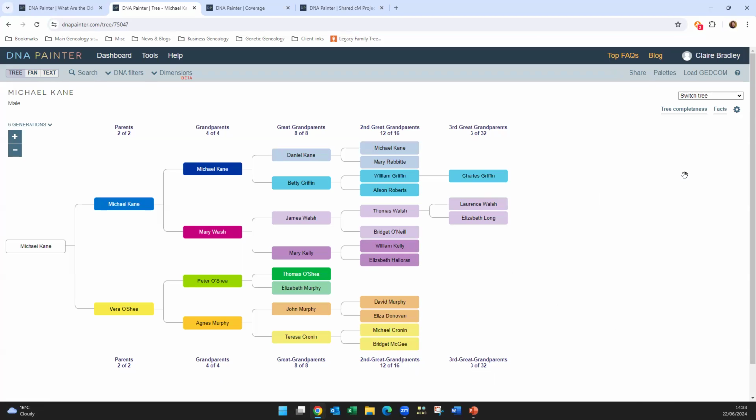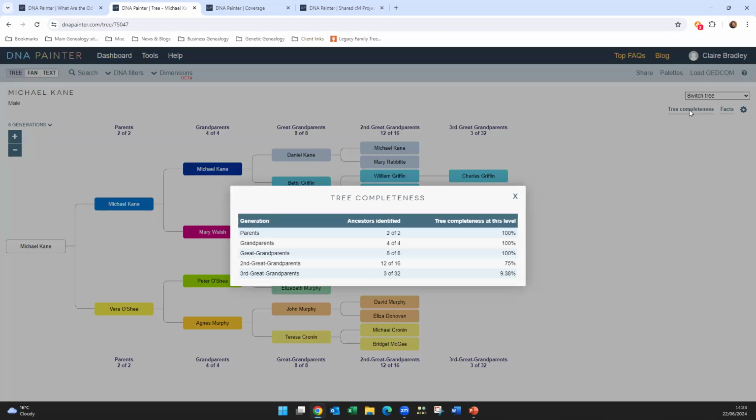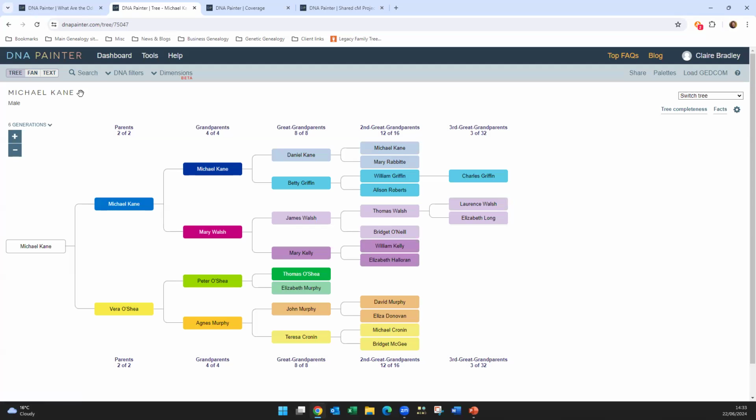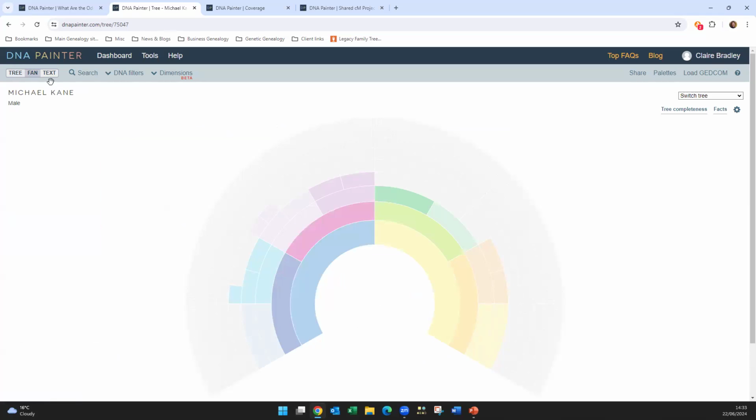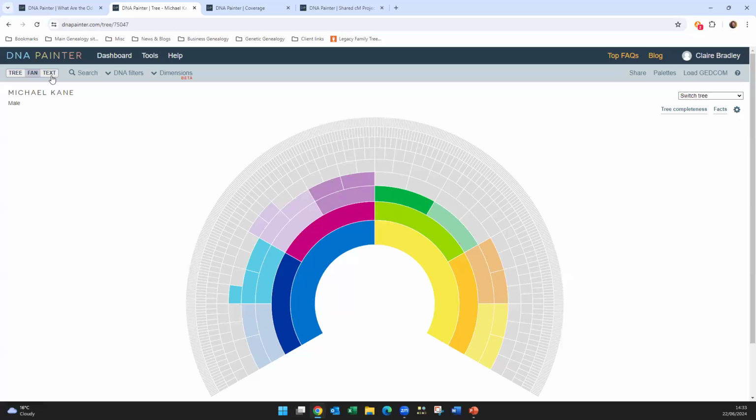Now you can display this in different ways as well. You can do a tree completeness. Now that shows you the same thing, but it gives you percentages. Now, if you were doing this for a younger person, they would have a lot more. If I was to show you the one for my niece, for example, we know quite a lot of the names of her 4 times and 5 times great-grandparents because she is a much younger person. So this is something that's going to change as the generations go by in this century. You can also do it as a fan chart, if you like to see fan charts as an option, and you can display it as text as well.